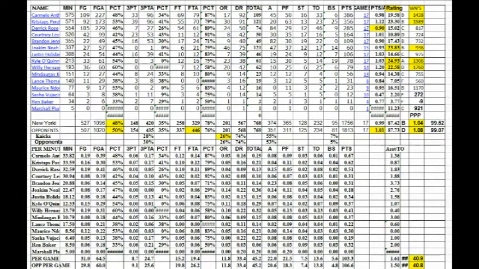But the big thing I want you to do is to study this sheet. And I want you to realize that you could have a sheet just like this for your team any time during the season. And you could actually have it game by game so that you had this information. There's a lot of information on this sheet.